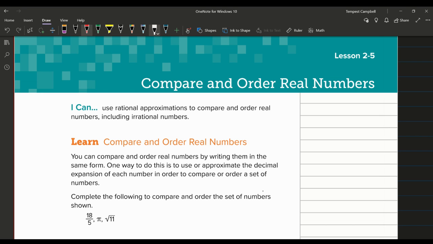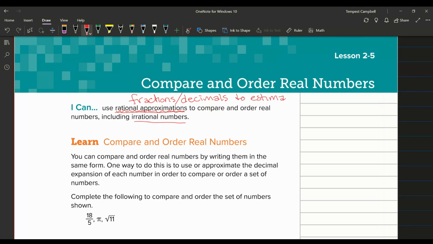Welcome to lesson 2-5, Compare and Order Real Numbers. By the end of this lesson, hopefully you can say, I can use rational approximations or fractions to compare and order real numbers, including irrational numbers. So fractions or decimals, it doesn't matter as long as it's rational approximations, so estimations. So we're using fractions and decimals to estimate.